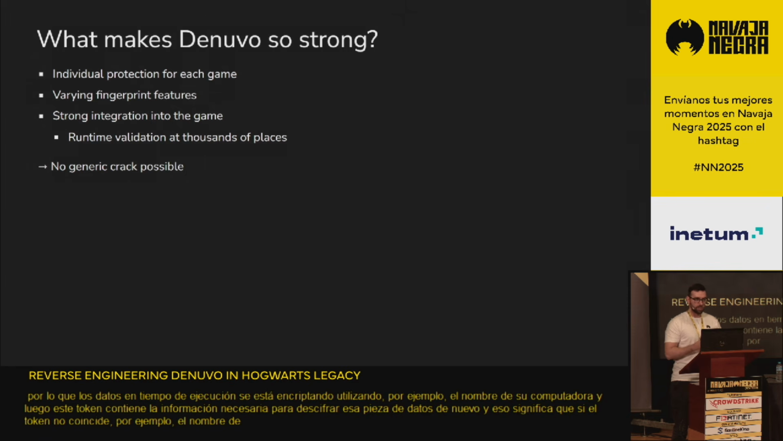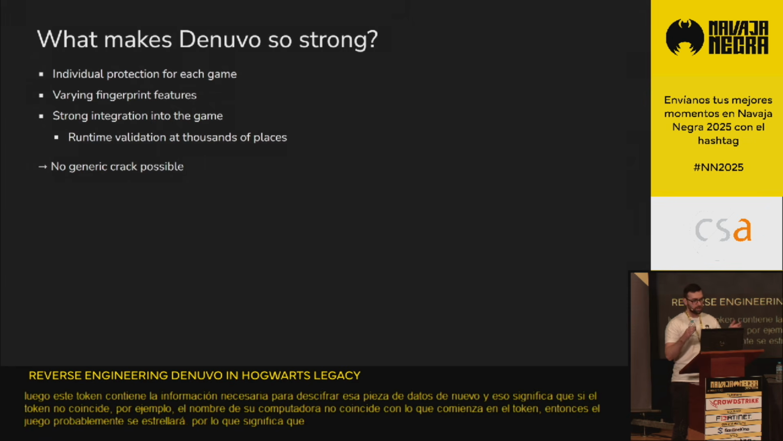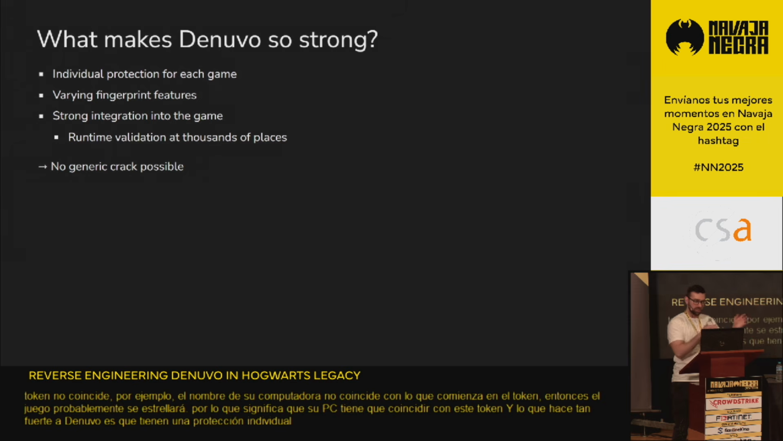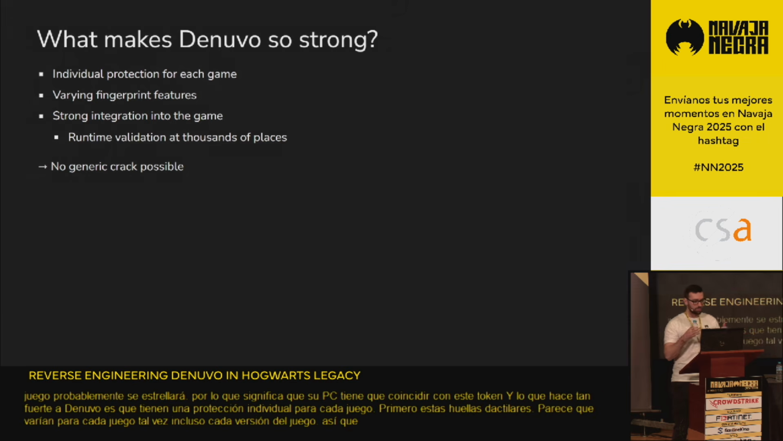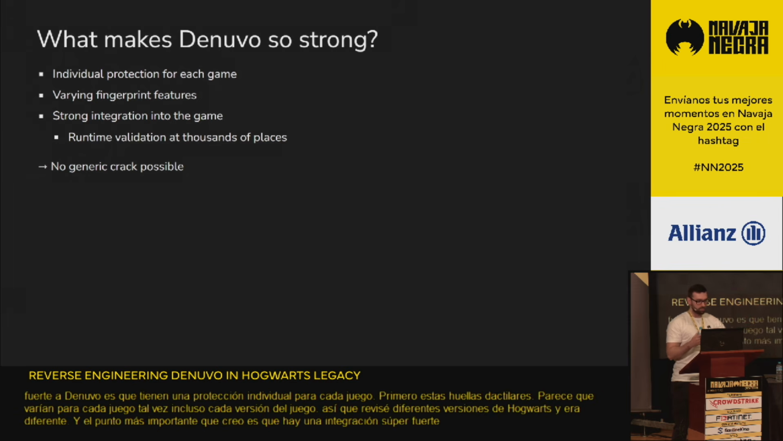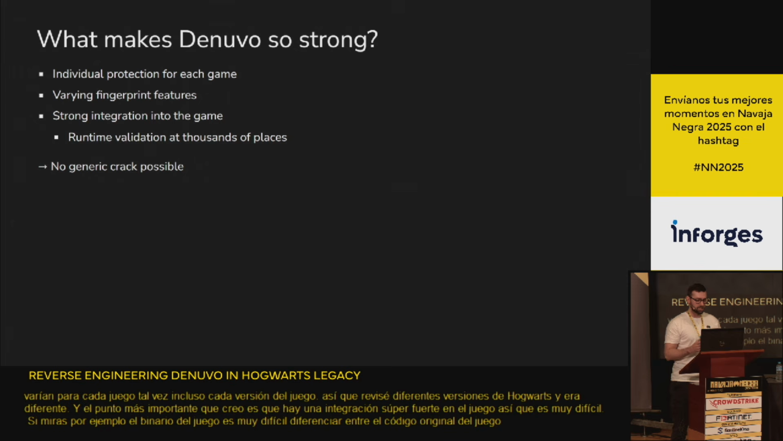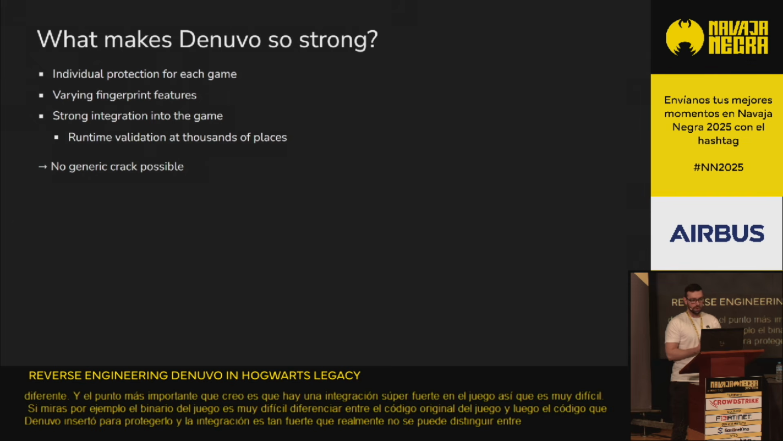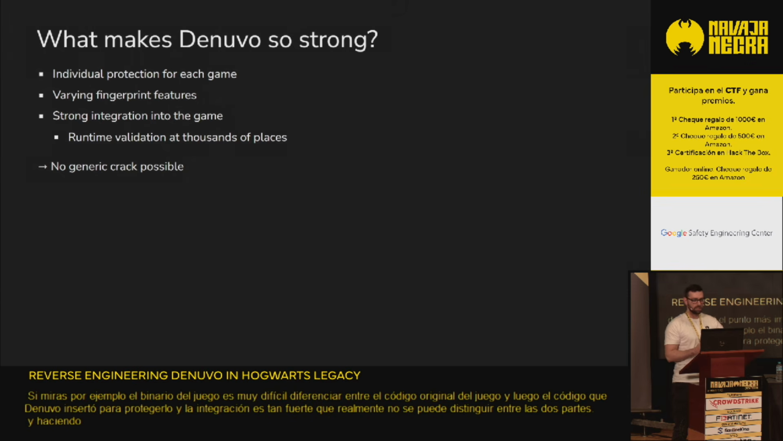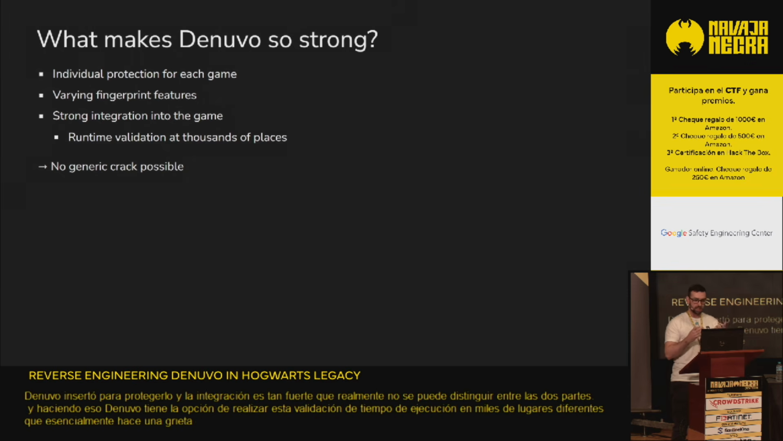So if you look at, for example, the game binary, it's very hard to differentiate between original game code and the code that Denuvo inserted to protect it. The integration is so strong that you can't really distinguish between the two parts. By doing that, Denuvo has the option to perform this runtime validation at thousands of different places, which essentially makes a generic crack pretty much impossible. So if you want to crack a Denuvo game, you have to look at each game individually, and design a crack specifically for this specific game version.